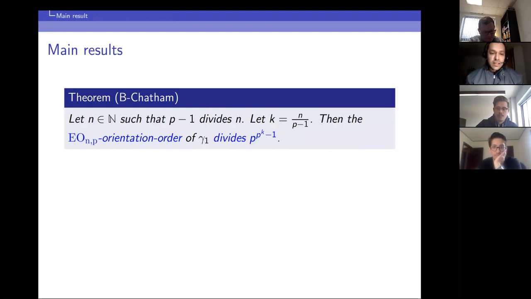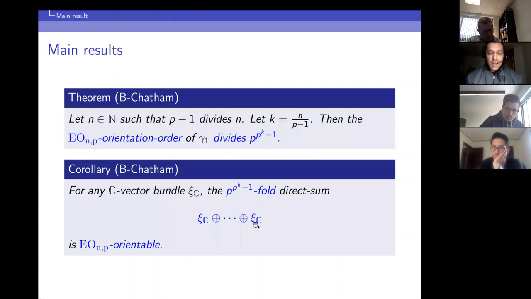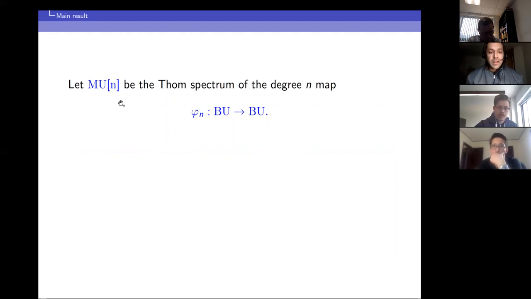So when N is divisible by P minus 1, let's call the quotient K. Then we show that the EO_n^P orientation order of gamma 1 divides P to the K minus 1. As a corollary, we conclude that if I take P to the K minus 1 direct sum of any complex line bundle, then it should be EO_n^P orientable. This follows from a general theory, which I'm going to discuss later. And another consequence of this is the following. Let us consider mu n to be the Thom spectrum over the degree n map.